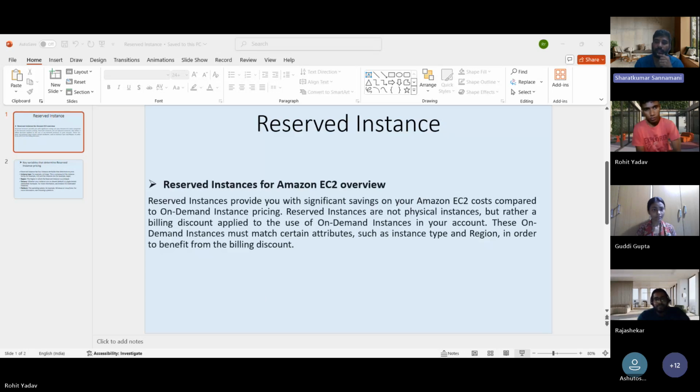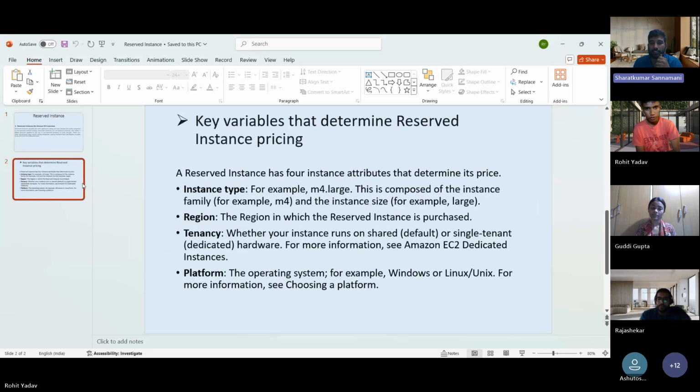No problem, but it is good, Rohit. Whatever parameters you just mentioned, those are the parameters by which the price will differ. Yeah, it is visible now. These are the four basic or key parameters. Based on these four parameters, your pricing will differ. If you change the type of the EC2 instance, the price will differ. If you change the region, the price will be different.